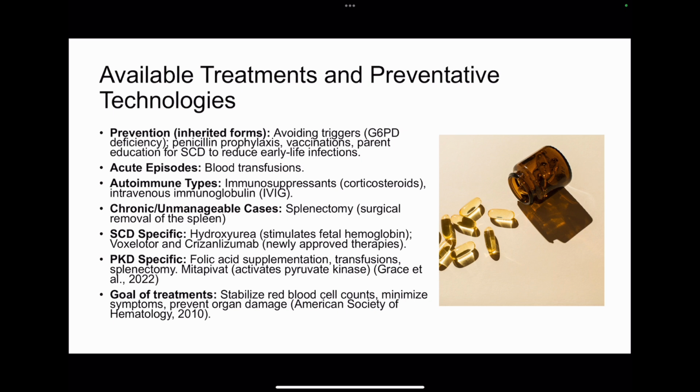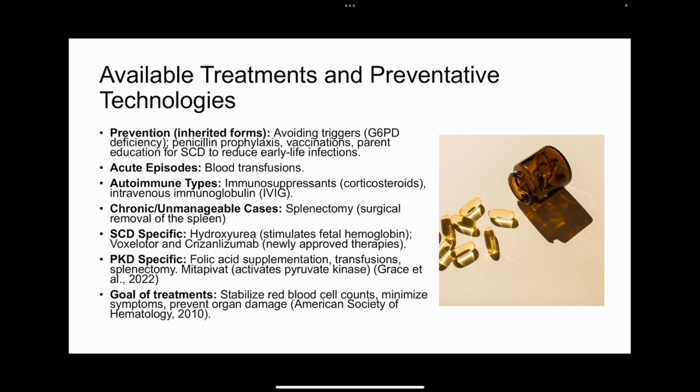For the autoimmune types, immunosuppressants like corticosteroids are used, and intravenous immunoglobulin can help with the red blood cell destruction. Like I said earlier, a splenectomy may be considered for chronic unmanageable cases where your spleen gets too enlarged. For sickle cell management, it includes hydroxyurea to stimulate fetal hemoglobin production and reduce sickling.